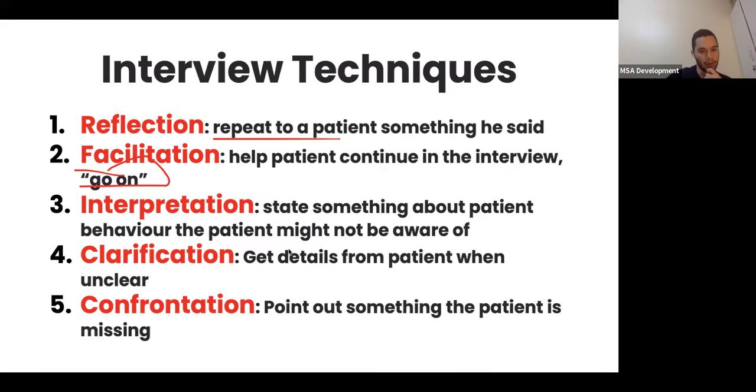You're confronting the patient at this point, because you're pointing out something the patient is not seeing. He said he doesn't feel like the drinking is affecting him. However, it is affecting him. He's missing work.